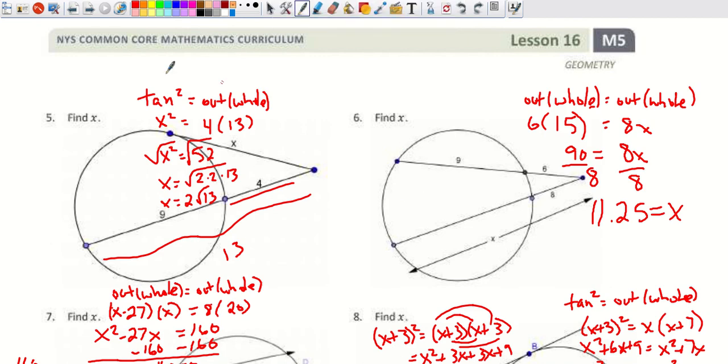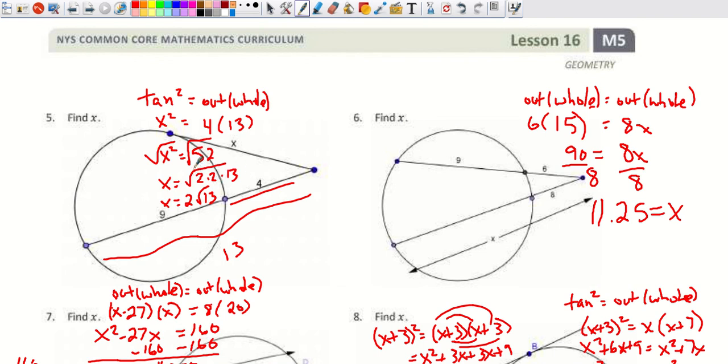All right, and here we go. So number 5, the tangent squared equals whole times outside. So the tangent squared here is x, so x squared, and then 4 times the whole thing, which is 13, becomes 52. And we take the square root, we get the square root of 52, which technically would be okay here. It doesn't say simplest radical form, but we are going to do it. So we are going to break this down into 4 and 13. So 2 times 2 times 13.